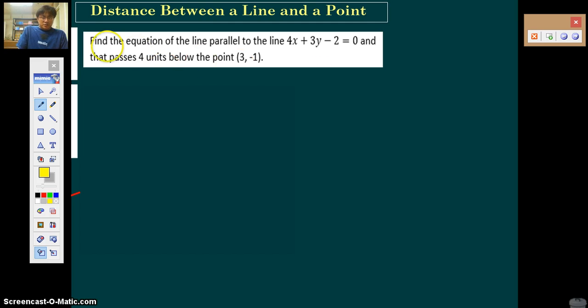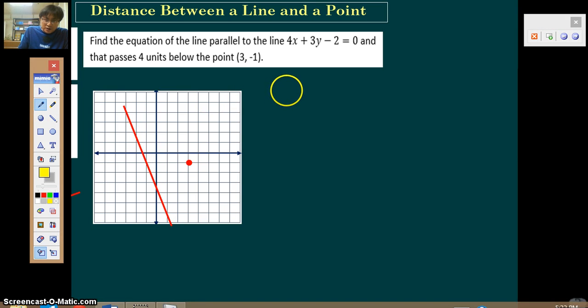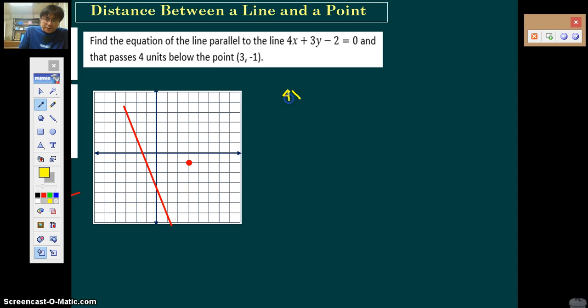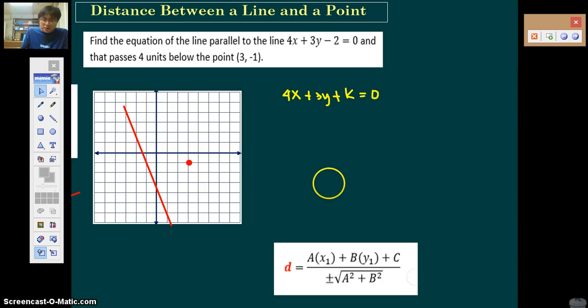This time, find the equation of the line parallel to the line, actually this is the same line, and that passes below the given point. So basically, the same point and the same equation of the line given earlier. We know that again, it will belong to the family 4x plus 3y plus k equals 0. Again, we set up the directed distance formula.